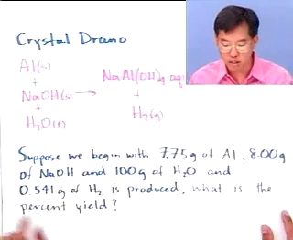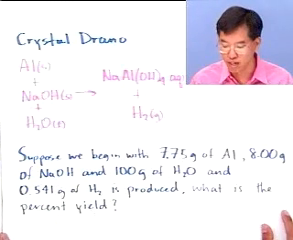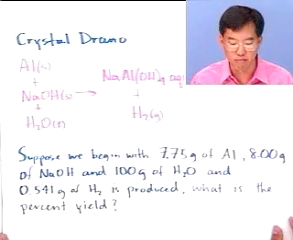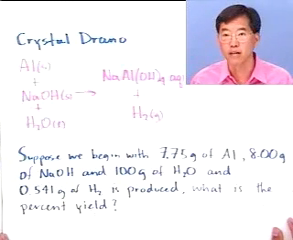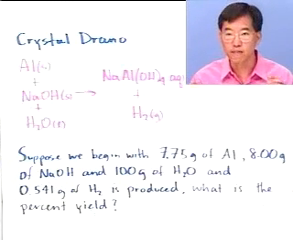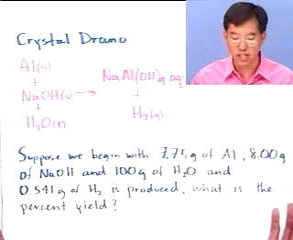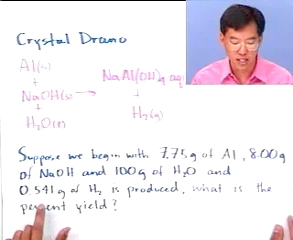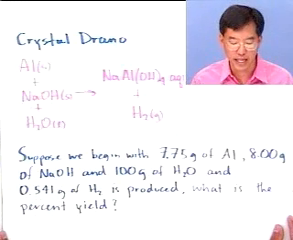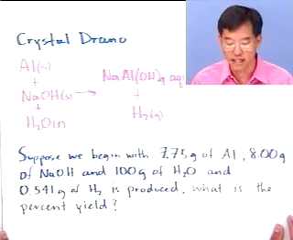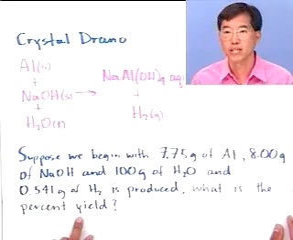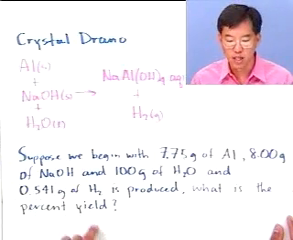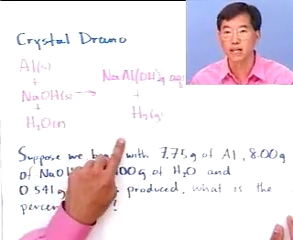So suppose we begin with 7.75 grams of aluminum and 8.00 grams of sodium hydroxide and 100 grams of water. And if we, instead of doing the reaction in the kitchen sink, did it in a laboratory, collected the hydrogen gas and could weigh the hydrogen gas and discovered that we obtained 0.541 grams of hydrogen gas, what is the percent yield?